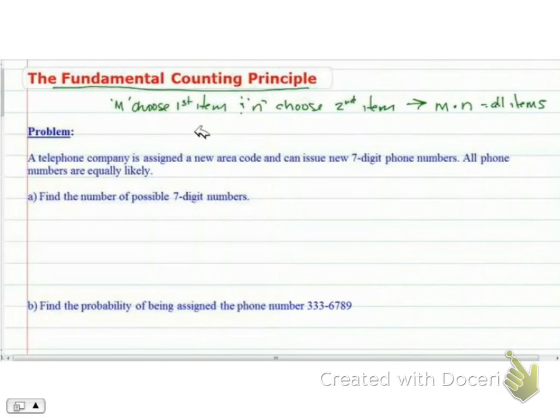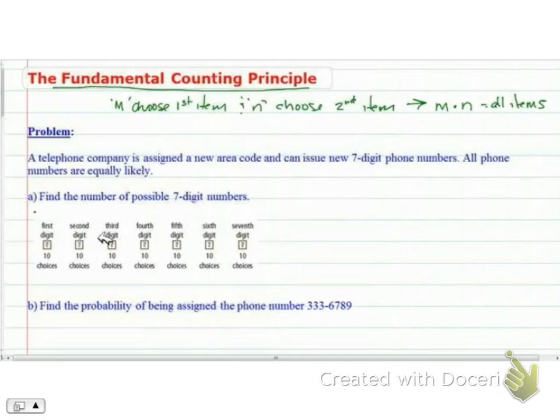All right, so let's take a look at A. Find the number of possible 7-digit numbers. So we're going to use the fundamental counting principle and multiply the number of choices in each category. So we have our first digit, and there are 10 possibilities. Our second digit, 10 choices. Third digit, 10, and so forth. We go from 1 digit all the way to 7 digits because we have 7 digits in a phone number.